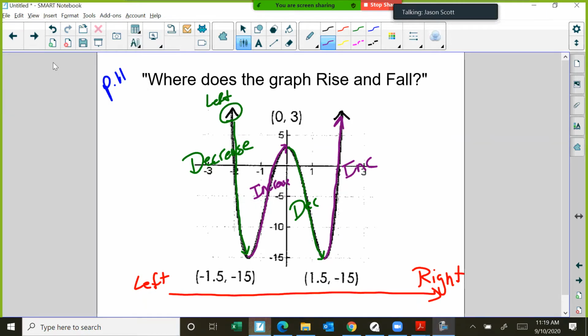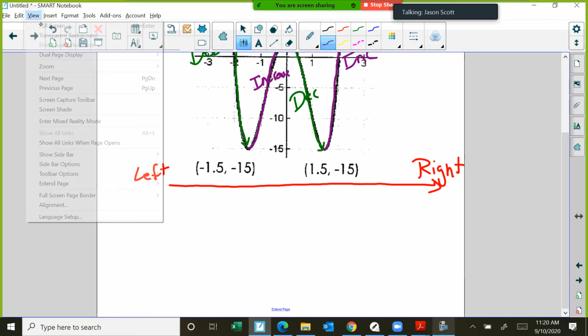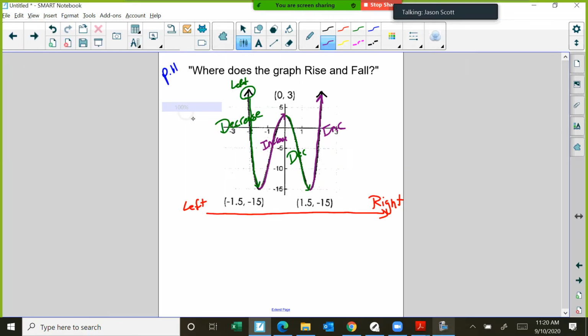Once we've established where the increasing and decreasing sections are, we get to write the answers to them in interval notation. So, let me squeeze this down, make it a little bit smaller so you can see. We want to write increasing intervals and decreasing intervals. Where does the graph rise and fall?